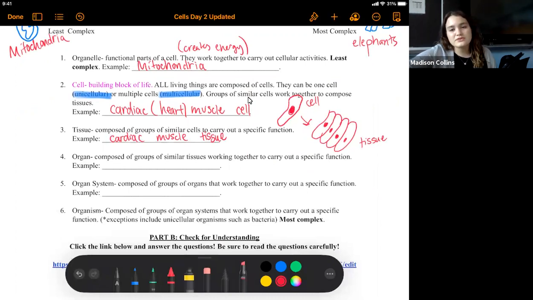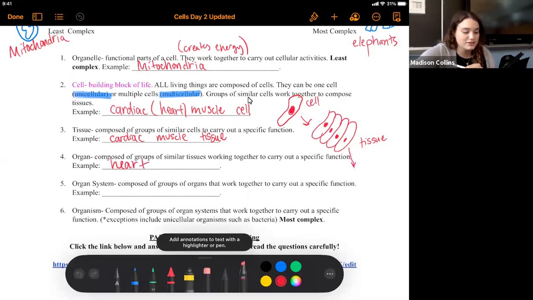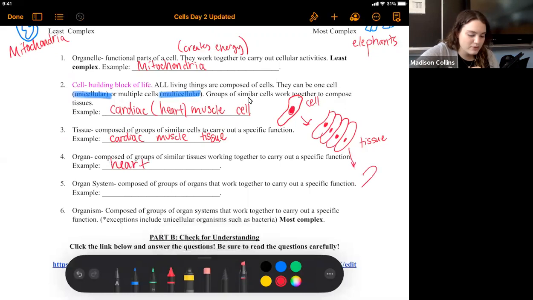So an organ is composed of groups of similar tissues working together to carry out a specific function. So if we have a bunch of these tissues coming together, what do you think we're gonna form? We're gonna form the heart. So the organ we form is the heart. Now that is an atrocious heart, and I hope you know that that's not actually what your heart looks like. But for our example right now, that's the heart we're gonna look at. So a bunch of cardiac muscle tissues are going to compose the heart. And remember that that is once again carrying out a specific function.